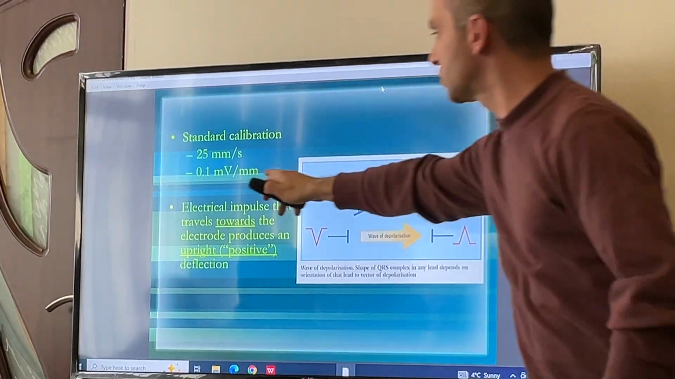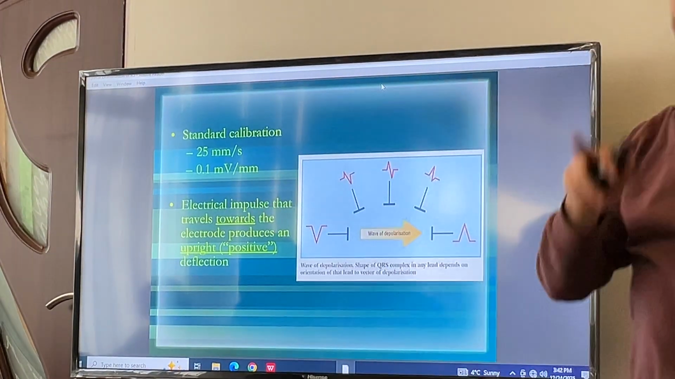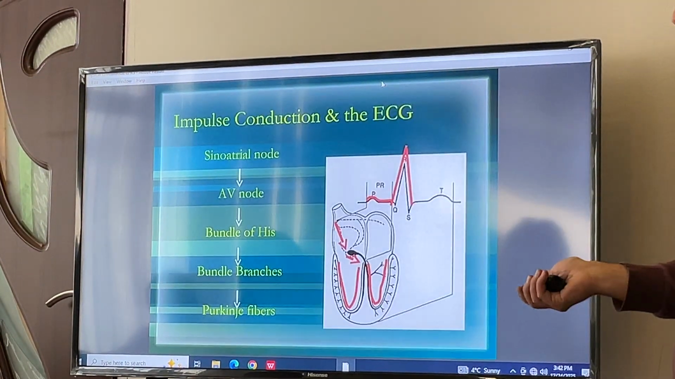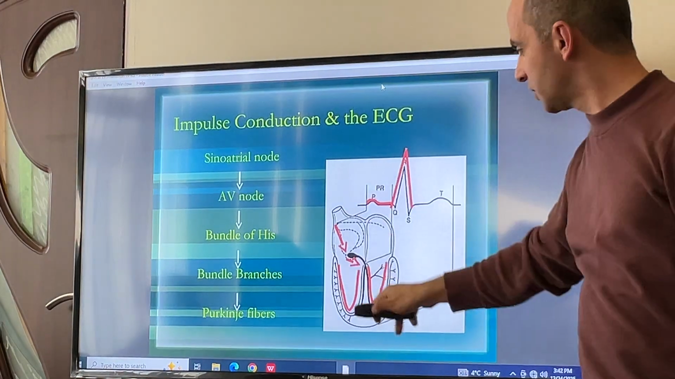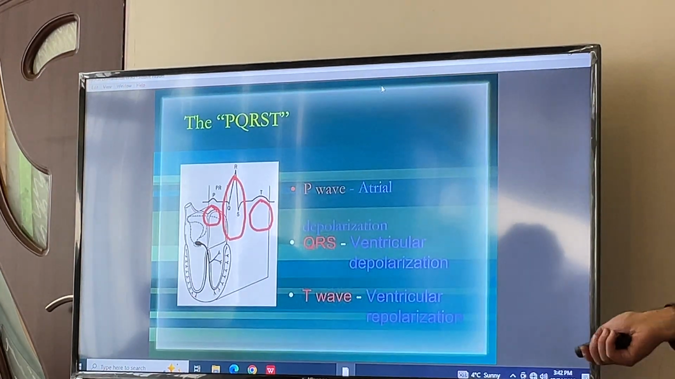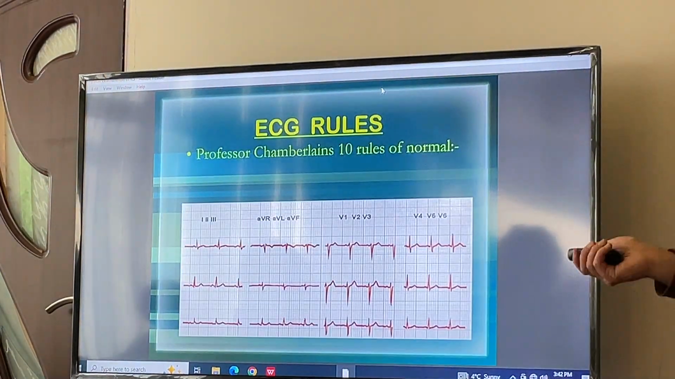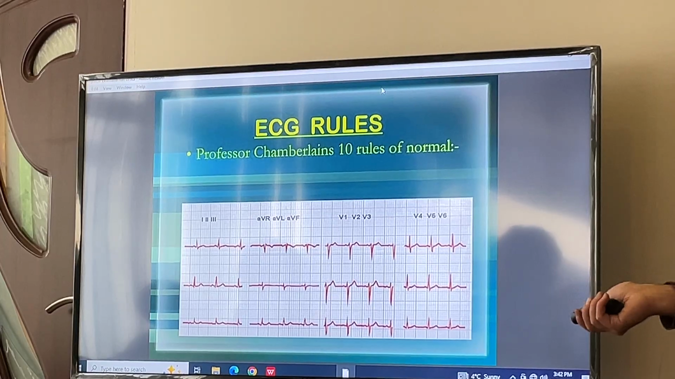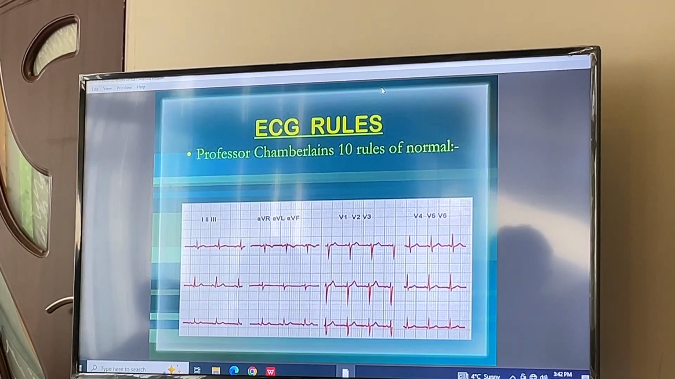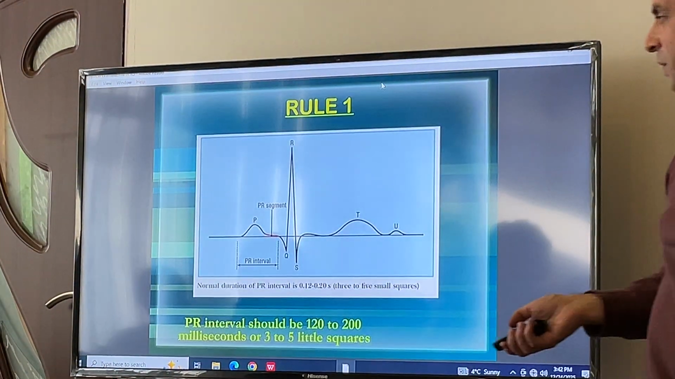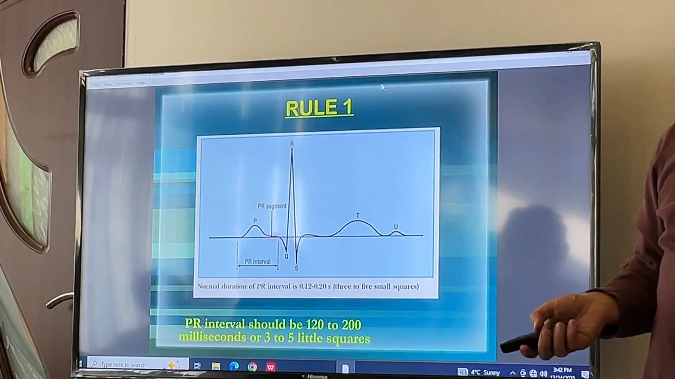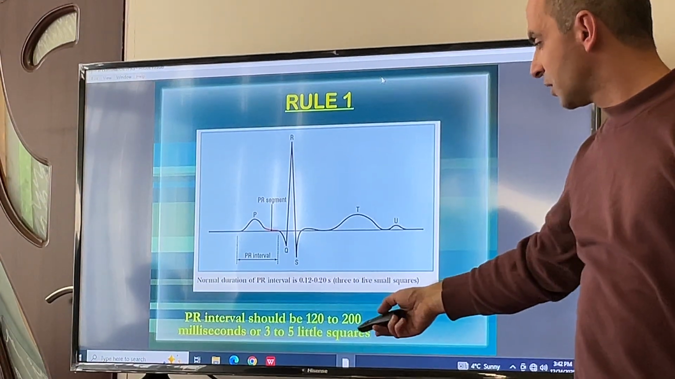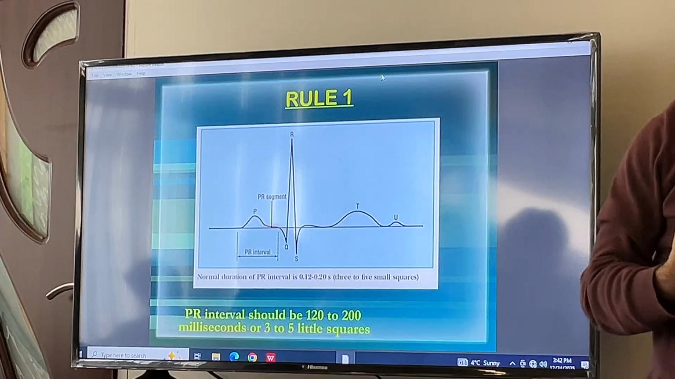Standard calibration, you see 0.1 millivolt per millimeter or 10 millimeters per millivolt. Impulse conduction, P, then QRS formation, PQRST, PR interval, ECG rules. We have 10 rules of Professor Chamberlain. First, PR interval should be from a little less than 3 to 5 little squares or small boxes.